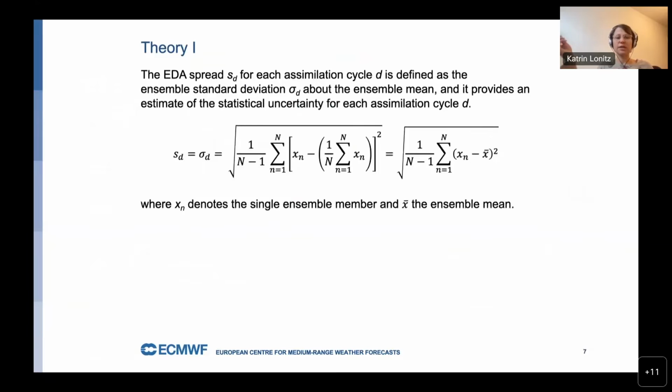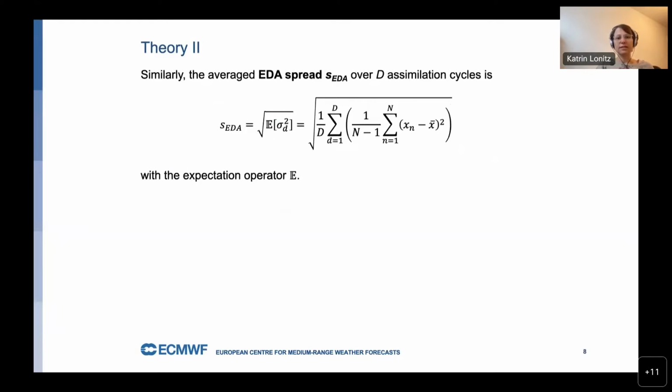So this is just how the EDA spread is computed. It's a normal standard deviation about the ensemble mean. And this is done for each assimilation cycle. And then if we average over all the assimilation cycles, we end up with our EDA spread. So not a very complicated equation.